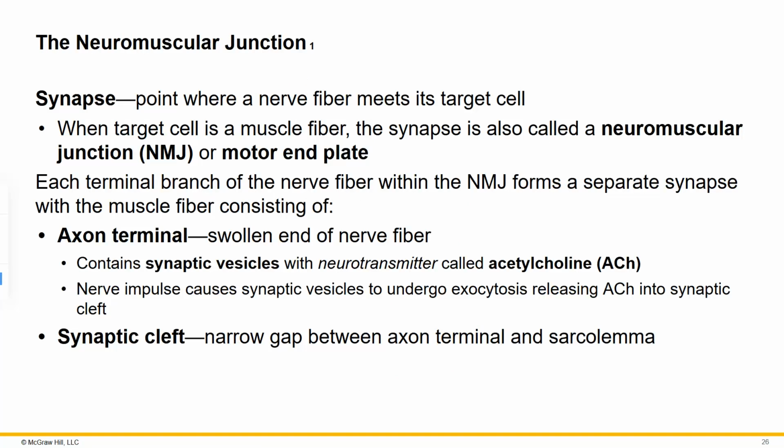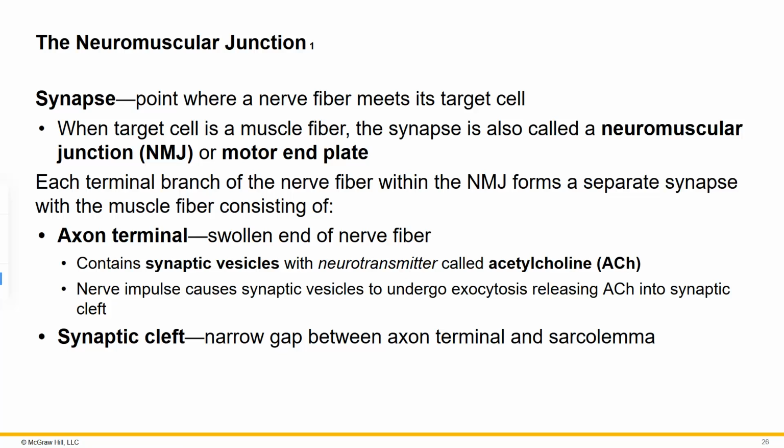The synapse is the point where a nerve fiber meets its target cell. When the target cell is a muscle fiber, the synapse is also called a neuromuscular junction, or motor end plate. Each terminal branch of the nerve fiber within the NMJ forms a separate synapse with the muscle fiber, consisting of an axon terminal, the swollen end of a nerve fiber, which contains synaptic vesicles with the neurotransmitter called acetylcholine. The nerve impulse causes synaptic vesicles to undergo exocytosis, releasing acetylcholine into the synaptic cleft. The synaptic cleft is the narrow gap between the axon terminal and sarcolemma.